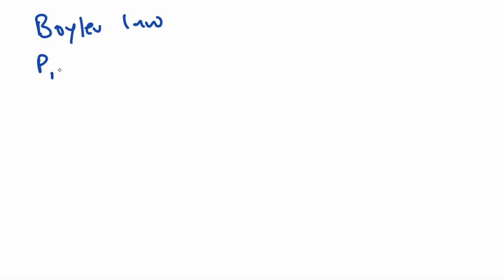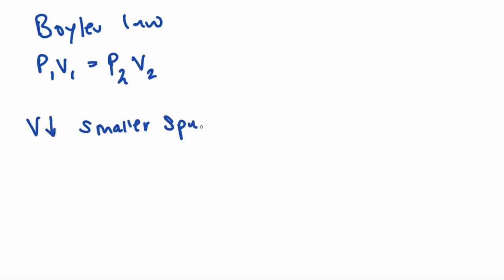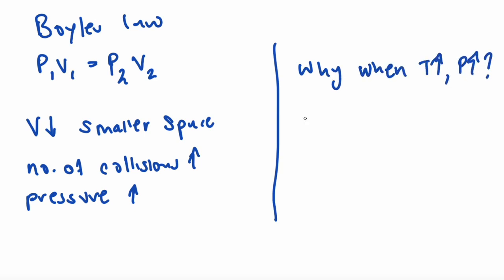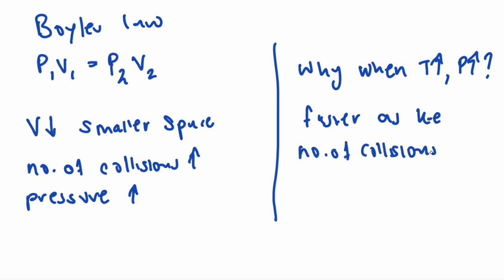Boyle's law, which is P1V1 equals P2V2. When volume decreases, there is smaller space, resulting in more collisions, and the pressure increases. Why? When temperature increases, the pressure increases. When the temperature increases, the molecules get faster as kinetic energy is present, the number of collisions increases, and pressure increases.